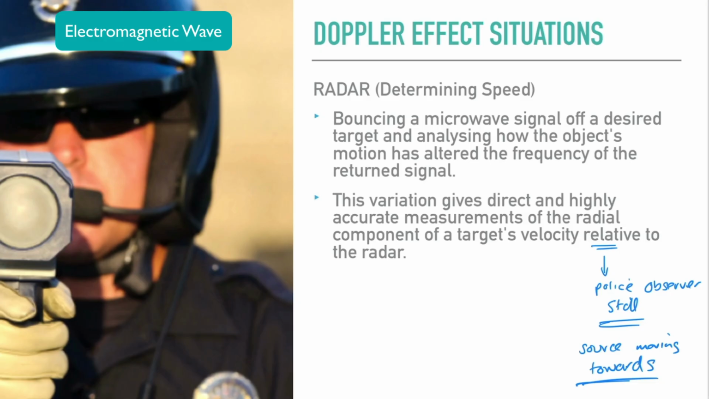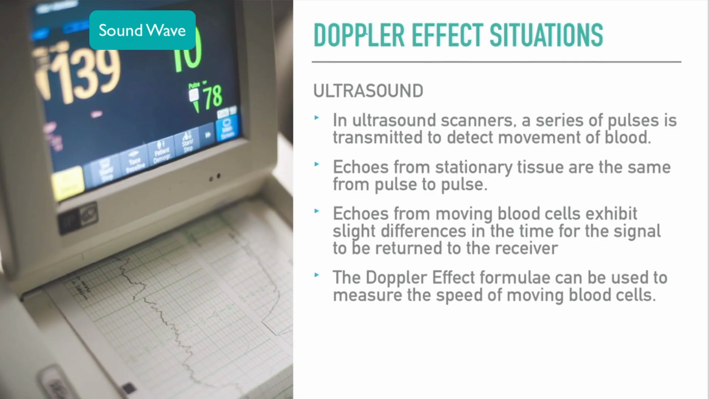Another situation is ultrasound. If you're unlucky enough to be in hospital and you need to analyse the flow of your blood or to look for blockages in your blood systems, then you would use an ultrasound. Well, you wouldn't use it, the doctor would use it. So in an ultrasound scanner, there's a series of pulses that are transmitted to detect the movement of blood. So there's ultrasound pulses transmitted into your body. Echoes from stationary tissue come back with the same wavelength because that's not moving, right? So you've got your ultrasound, it releases a wavelength of lambda, and it comes back the same wavelength because nothing's moving.